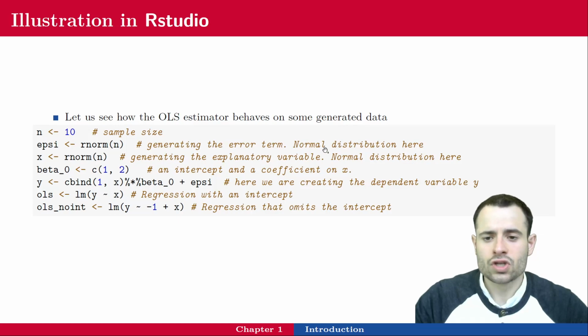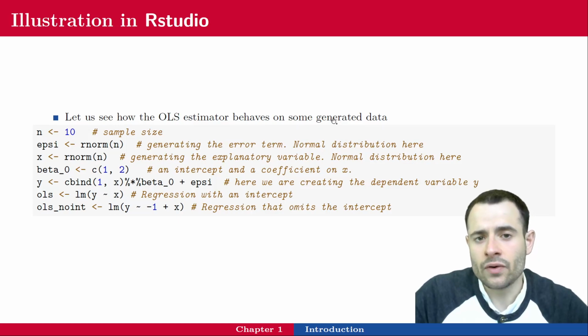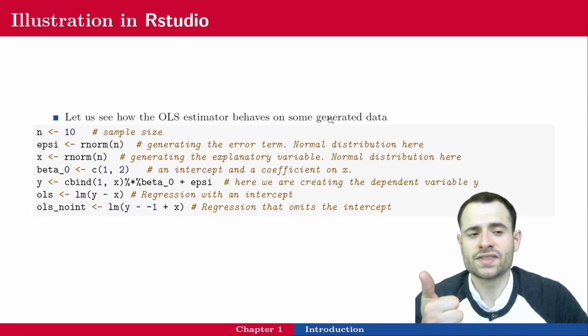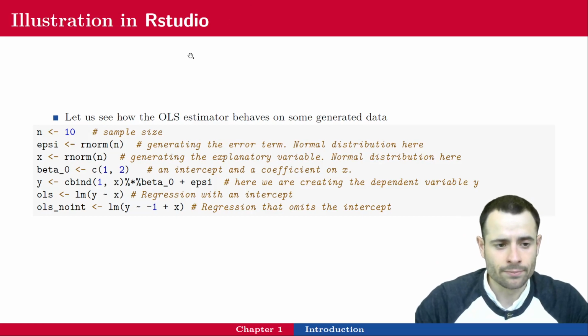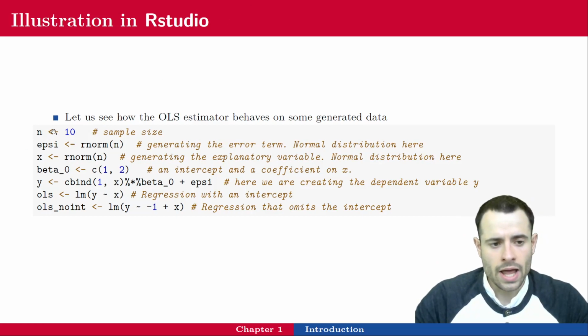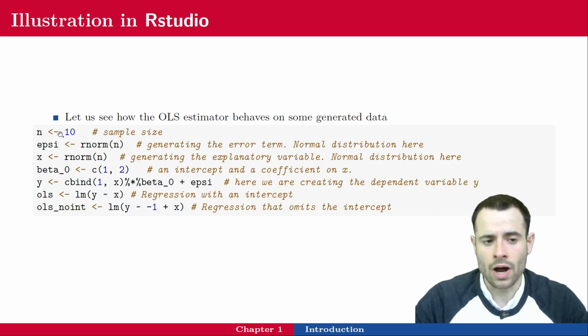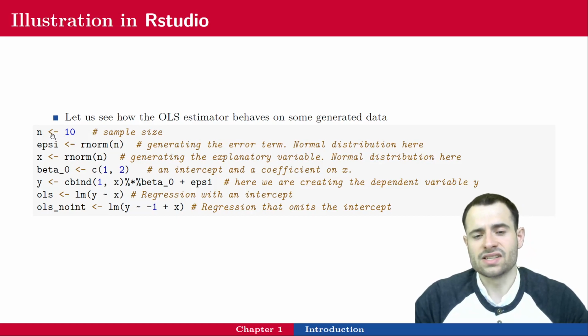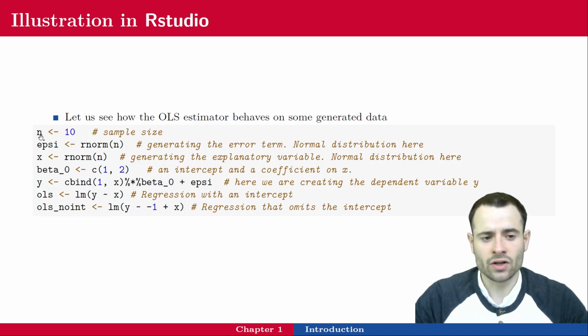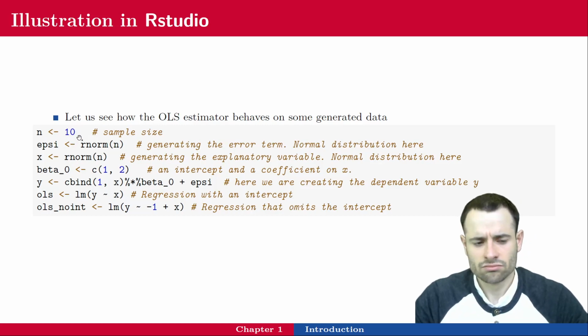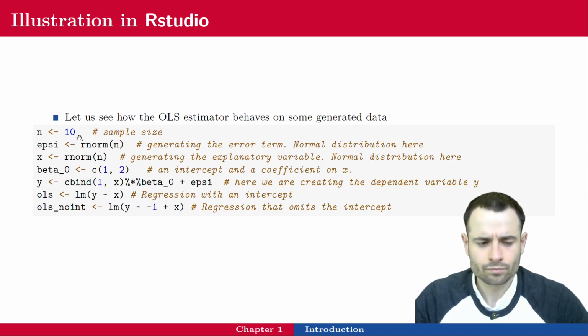So to generate data, first of all, I need to generate a sample. So I need to know the sample size. This is what I call n. N, and this arrow could also be an equal. R doesn't mind equal or arrow. It means assign. So I'm going to assign the value 10 to n. So I make a very small sample size. Sample size of 10. That's not great, but that's a start.